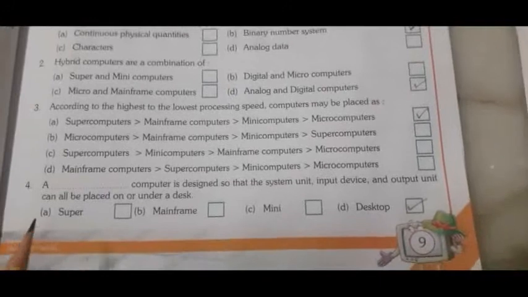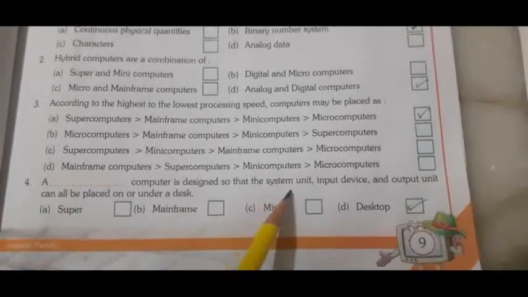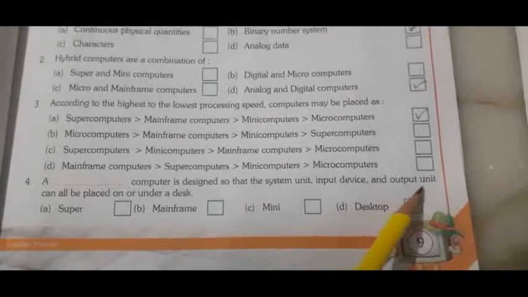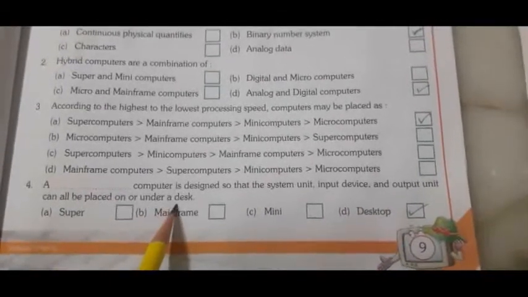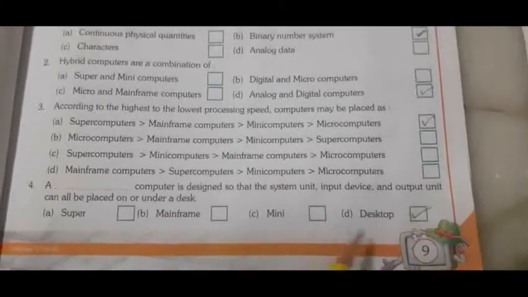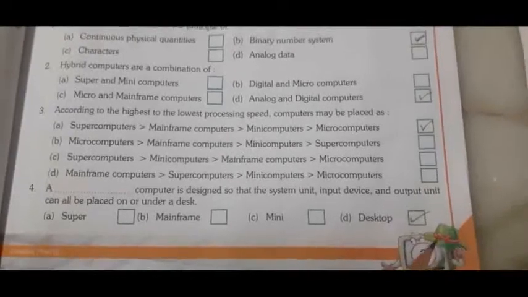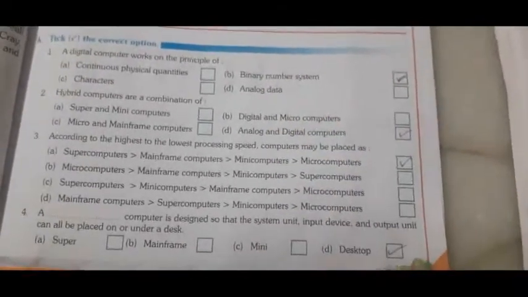Next see the fourth blank. A dash computer is designed with the system unit, input device and output device, and can be placed on or under a desk. What is the answer? Desktops. Okay children. Now see page number 10.